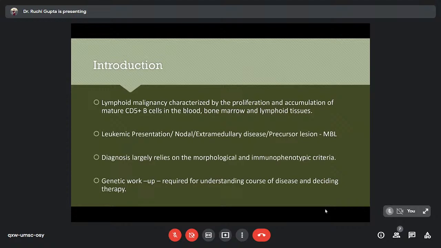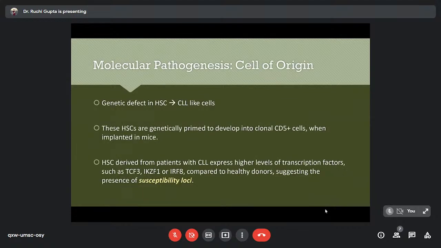So, with this, I take you to the molecular pathogenesis of CLL. One of the most intriguing aspects of CLL has always been the cell of origin. What is that basic cell which gives rise to this CLL clone?